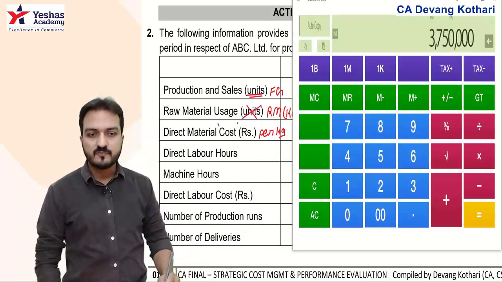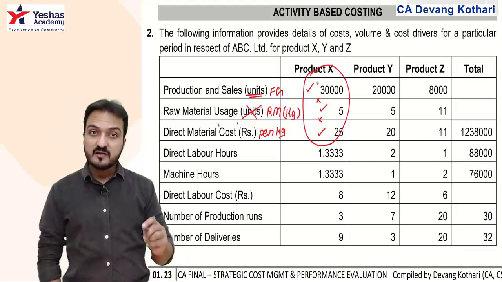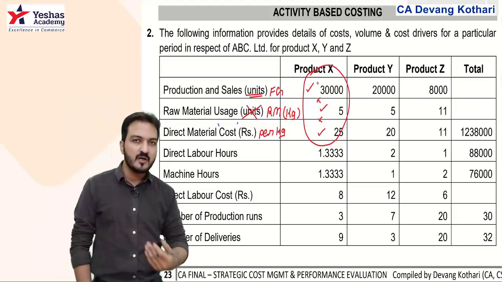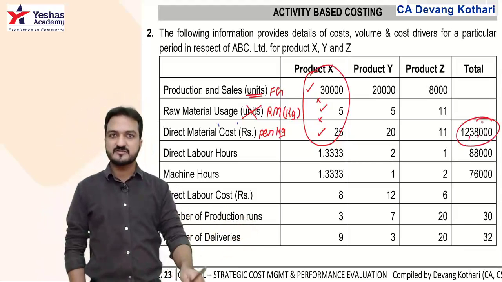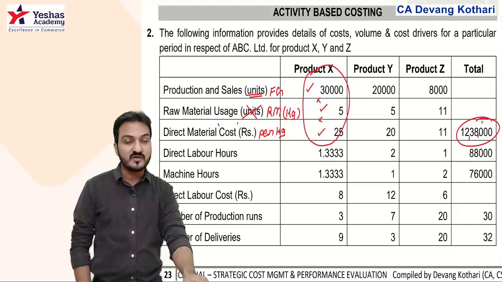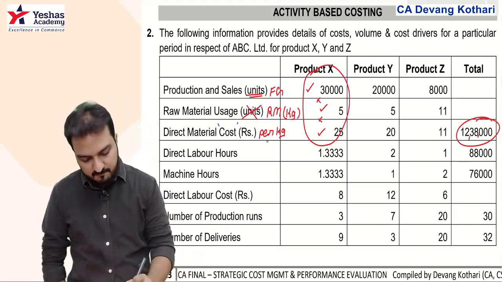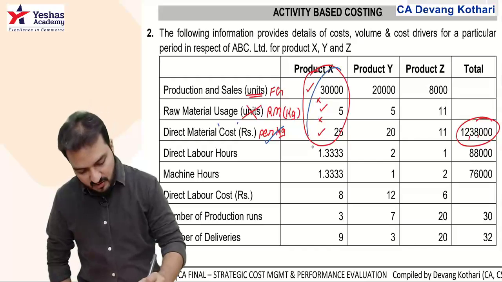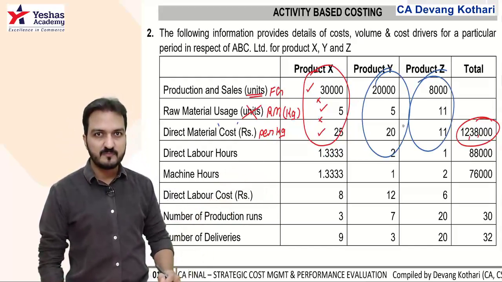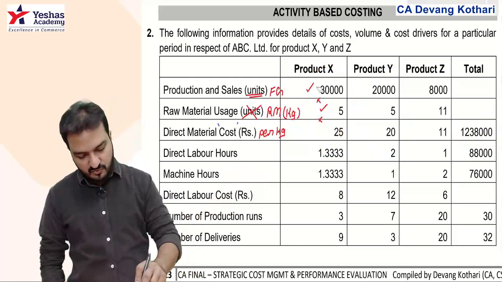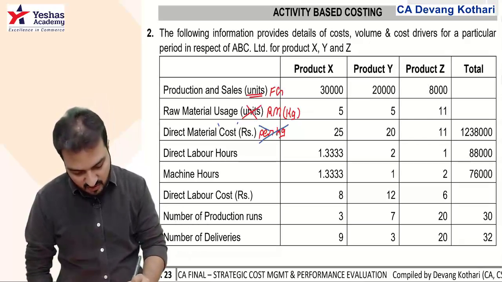It cannot be true. Why not true? Because if the total of product X material cost itself is 37,50,000, it is impossible, because the overall total material cost given here is only 12,38,000. Do you understand that? Yes. So imagine if you consider that the material cost is here per kg, then my total cost of X plus Y plus Z will not match with 12,38,000 given. Hence, that assumption would be wrong, that the material cost given is per kg.